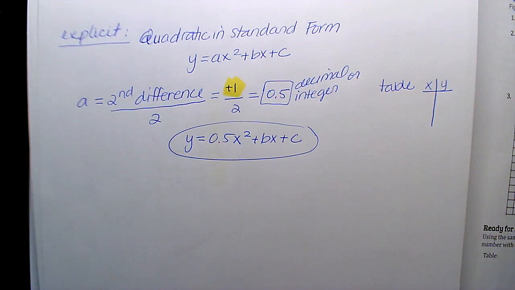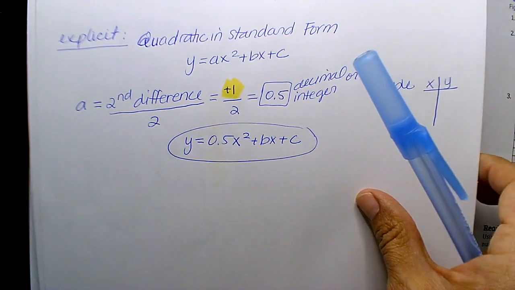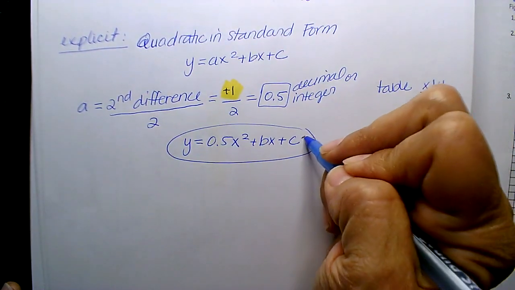Take the second difference, cut it in half, that's your A value. Okay, we have to find B and C though. The way you find B is you have to first find C. So it goes A, C, and then B. C is your intercept. So when X is 0, what is Y? That's your C value.